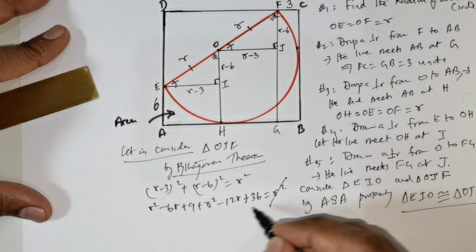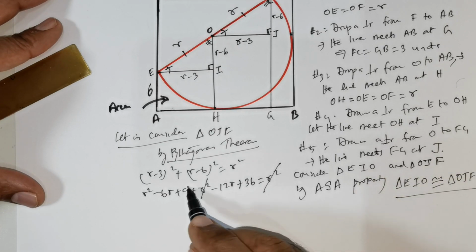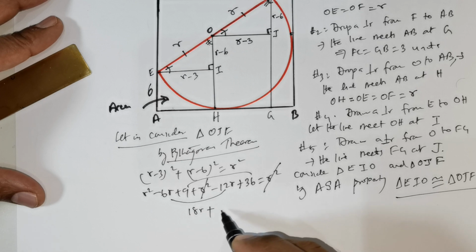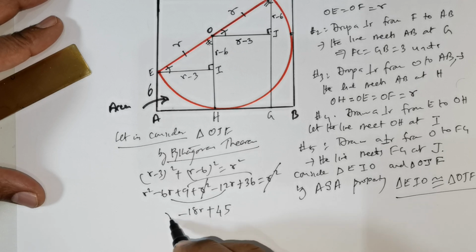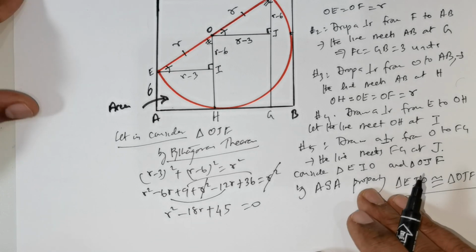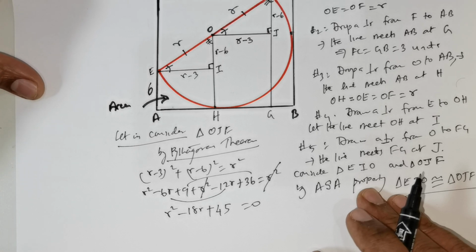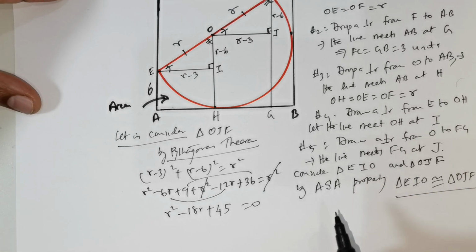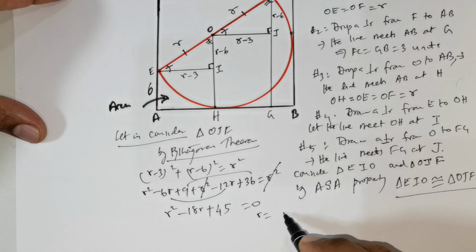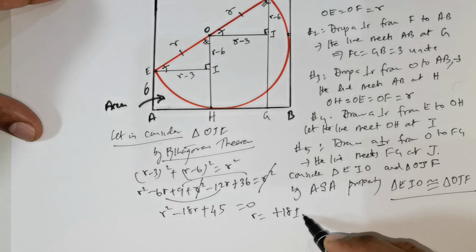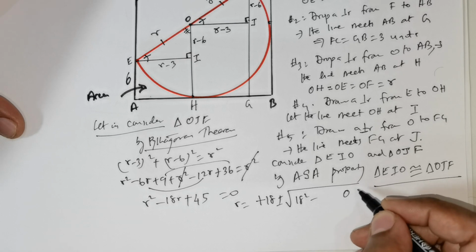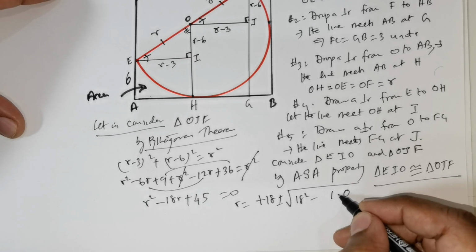Now I can cancel one R squared off. 9 added with 36 is going to be 45. This is going to be R squared minus 18R plus 45 equal to 0. So we are getting a quadratic equation. Since this is a quadratic, we have to try to solve it. So let me solve by minus b plus or minus root of b squared minus 4ac.